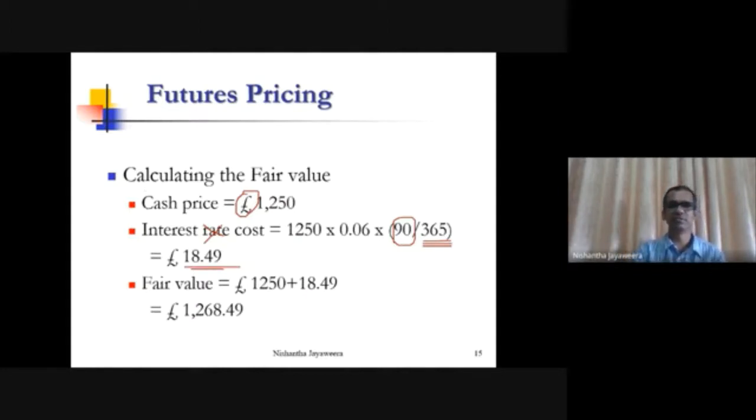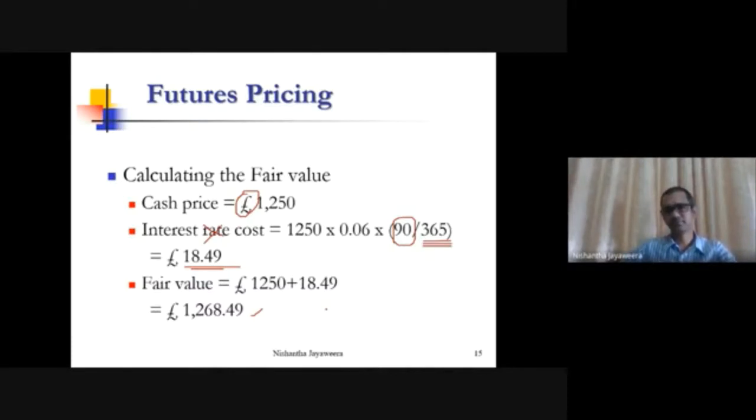Therefore, the fair value of the futures contract is 1,250 plus 18.49, 1,268.49. This is the futures price. So if you want to buy this underlying asset with a 90-day expiry, you would pay 1,268.49. If you want to sell, you need 1,268.49. Clear? Any question?